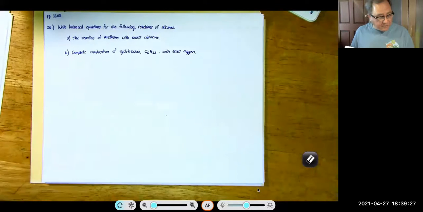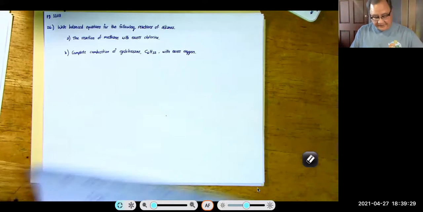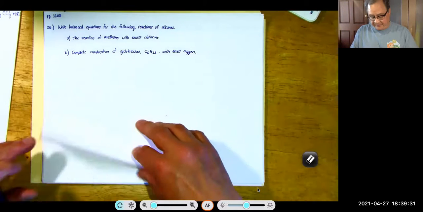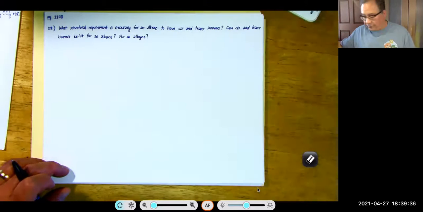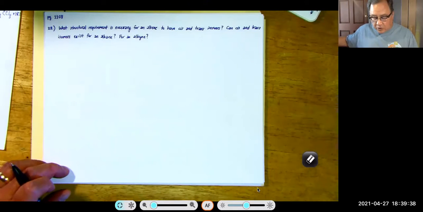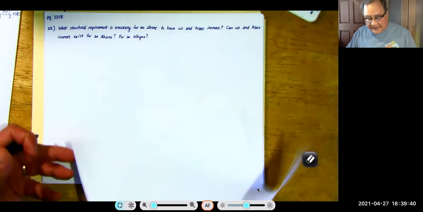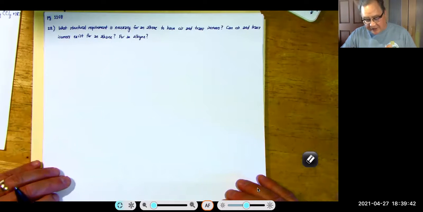Any questions on number 26? Okay, number 28. What is the structural requirement for an alkene to have cis and trans isomers?